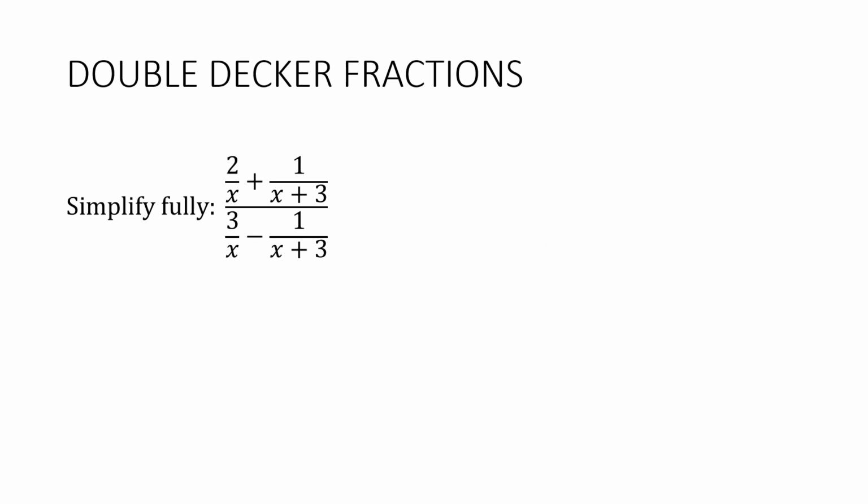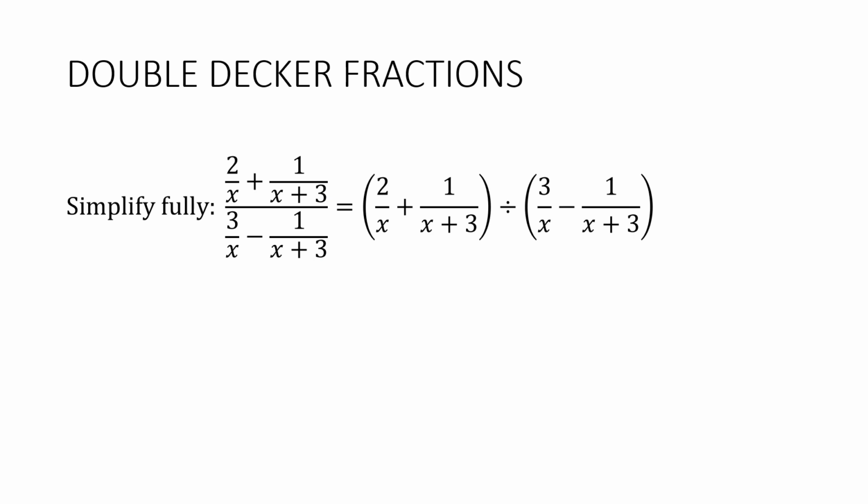And we'll finish off with one of my favourite fractions, which is double-decker fractions. You can see here we've got a fraction on the numerator and a fraction on the denominator. If you get a question like this, I would pull it out into this form. So bracket the top, divided by, because that's what this is, bracket the bottom. Now make a common denominator here, make a common denominator here, and then do keep, change, flip.